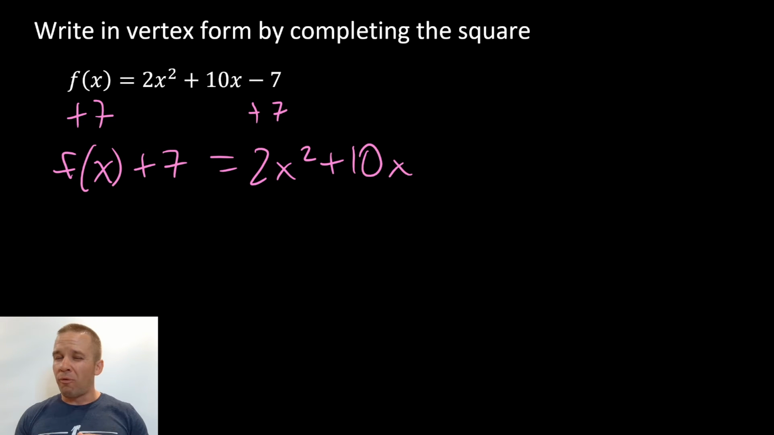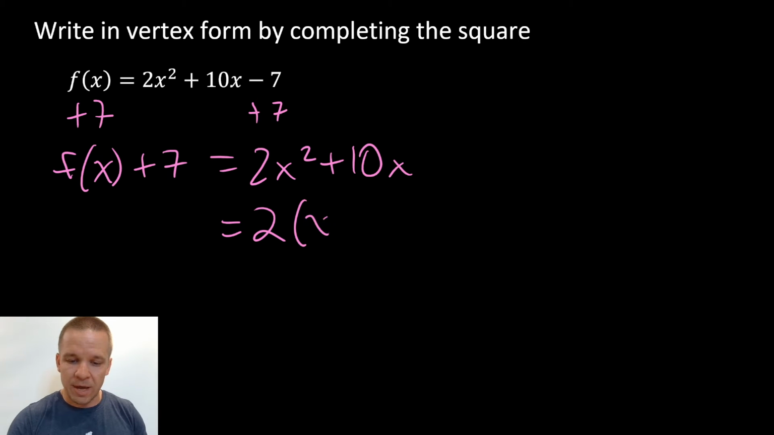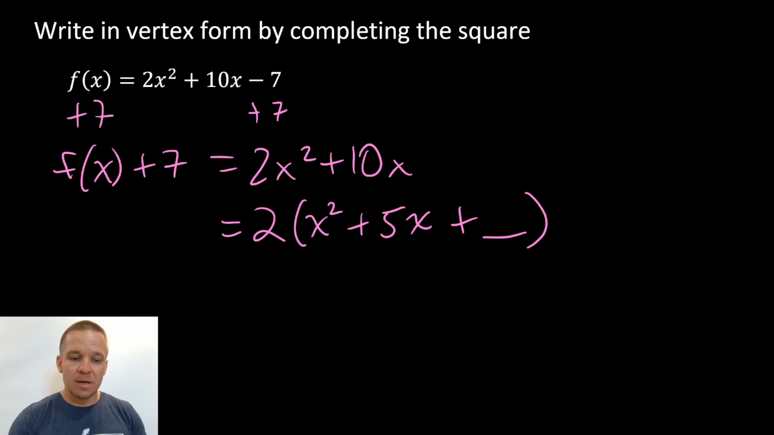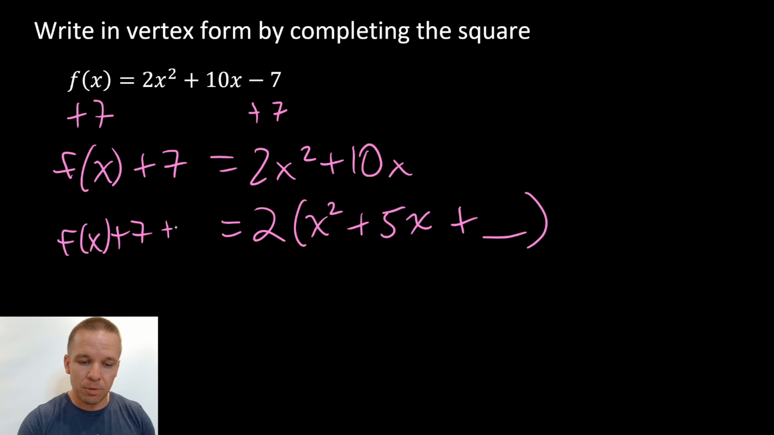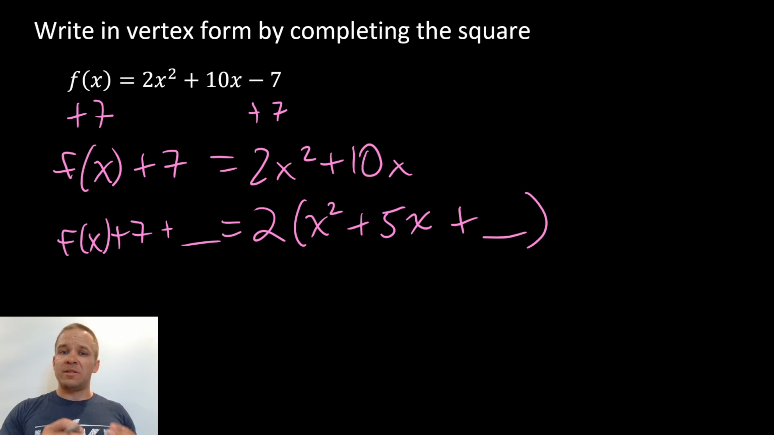And now, before I get into what do I need to add to both sides to complete the square, I got to take out my lead coefficient of 2. No matter what it is, I got to take that out. All right, so I'm left with x squared plus 5x. And now I can have my plus blank. All right, on the left-hand side, I'm going to have f of x plus 7 plus blank. All right, now I need to divide that 5 by 2 and square it.